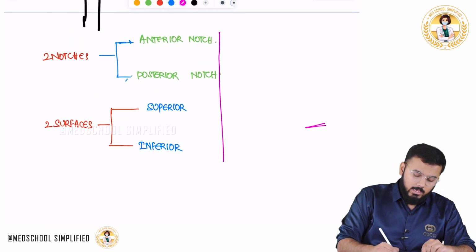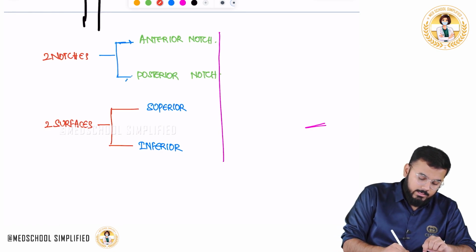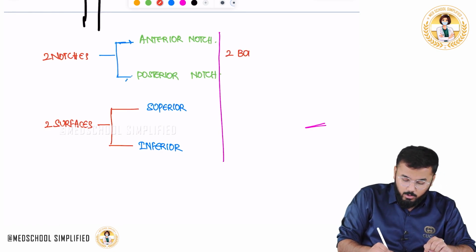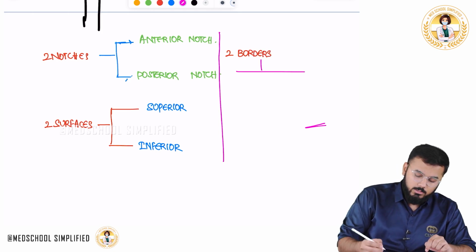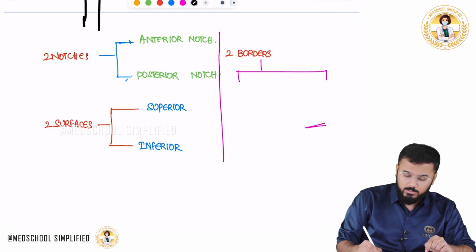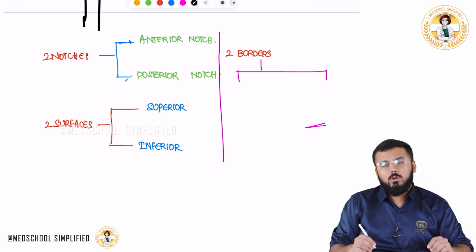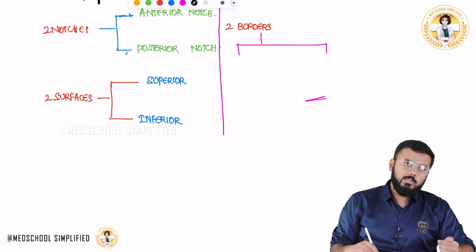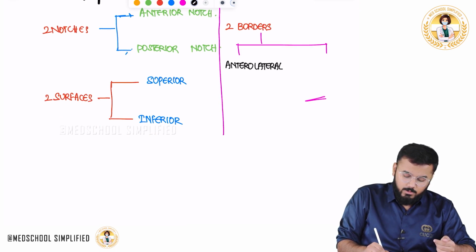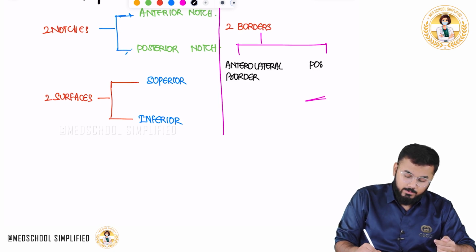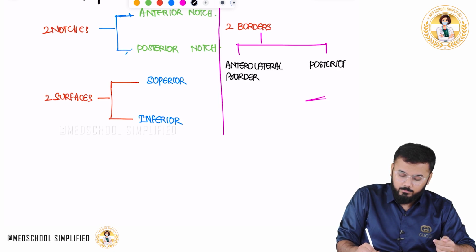And the last and final important thing is it has even got two borders. It has two different types of borders. So what are the two different types of borders located over here? One is called anterolateral border, and the other one is called your posterior border.